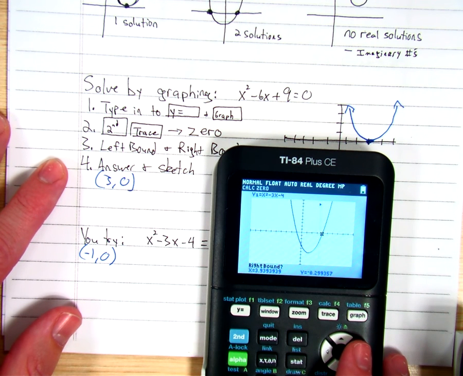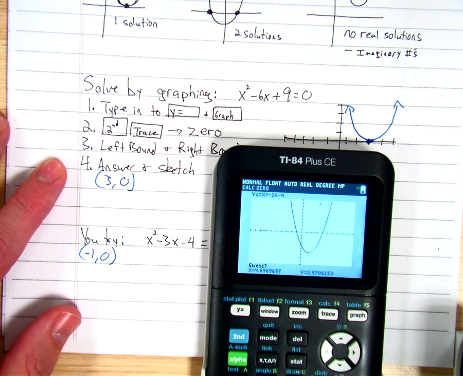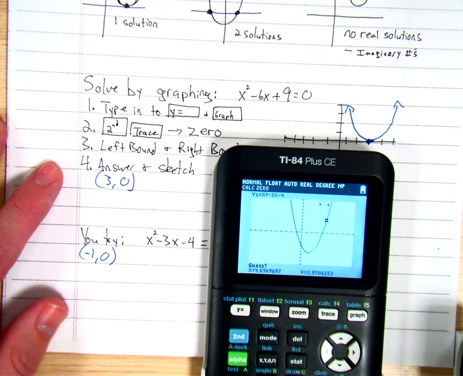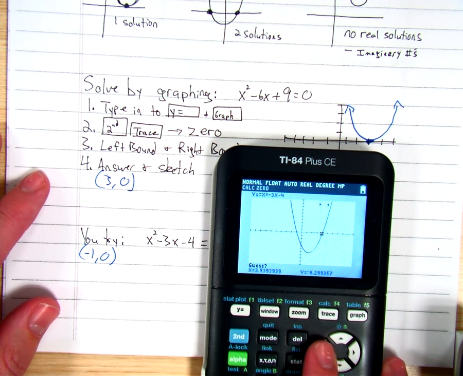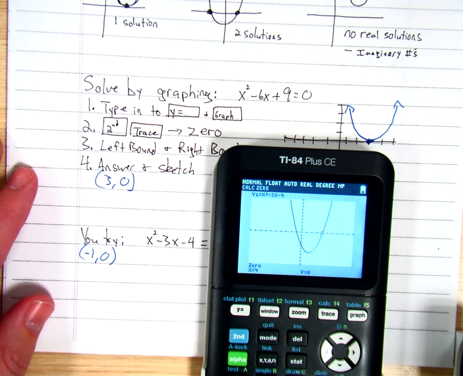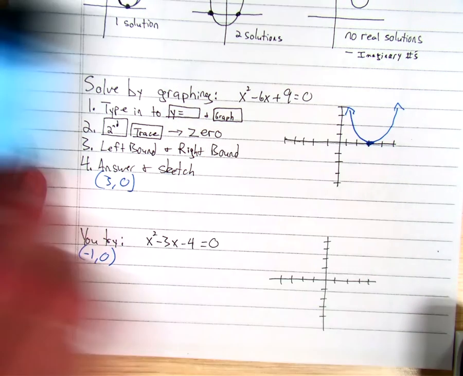Back up top, or back to the x-axis area. Right bound. We're going to go right, right, right, right. Enter. And back to the x-axis area and hit enter. And we have 4, 0.